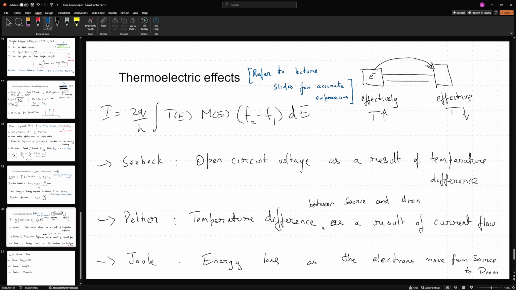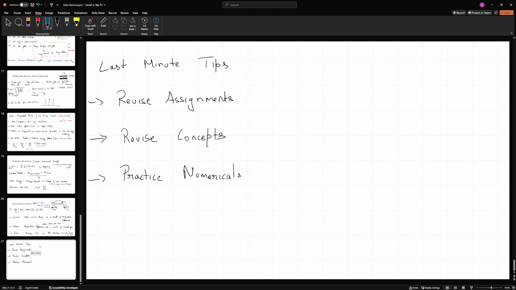So before I finish, last minute tips. Please go back and revise your assignments. Any questions that you may have gotten wrong, try to figure out what the answers to them are. The assignment solutions should also have been made available to you. If you have any doubts, please post the questions on the forum of the course. We shall be looking at them until your exam date.